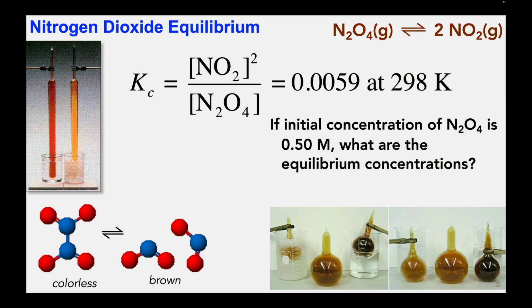So we're starting with 0.50 moles per liter N2O4. What are the equilibrium concentrations then for the N2O4 and the NO2? And this is the kind of question you can absolutely answer. Now, N2O4 is more or less colorless, while NO2 is a very sharp brown. And you can see, like in the pictures in the lower right, the right-hand side one has NO2, and the left-hand side one probably has a lot of N2O4.